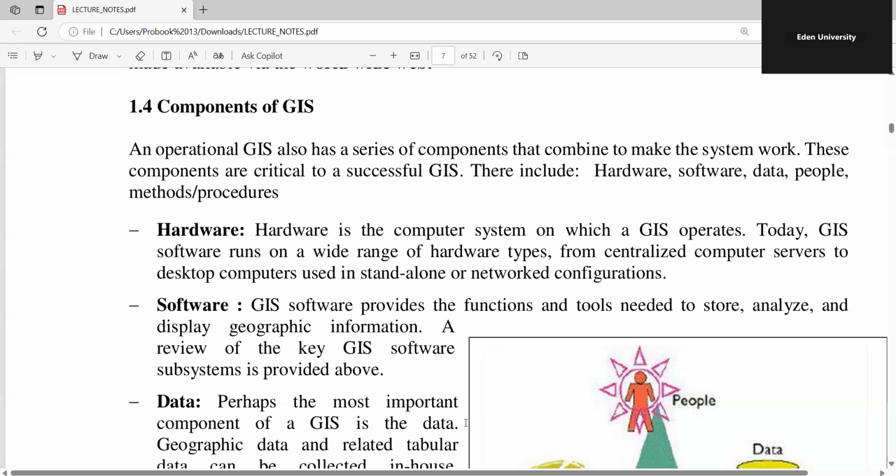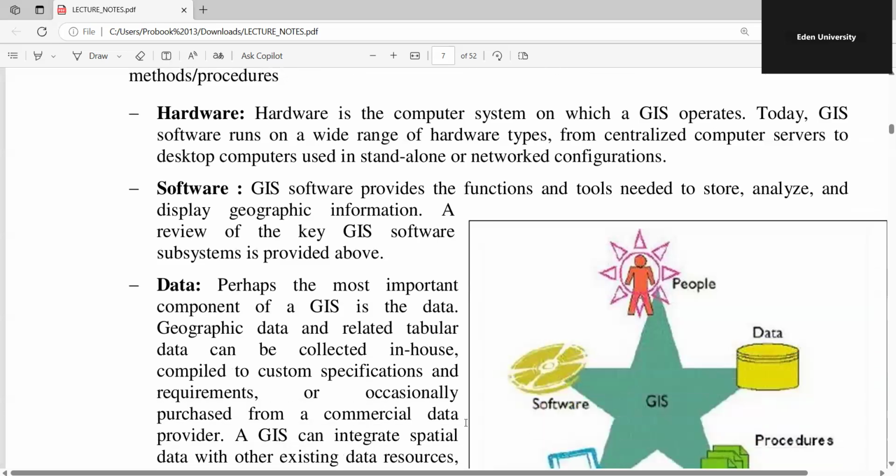So we have hardware. Hardware is a simple term which is used to refer to the things that we can see. Here you're saying hardware is a computer system on which GIS operates. So today, GIS software runs on a wide range of hardware types, from centralized computer servers to desktop computers used in standalone and network configurations.